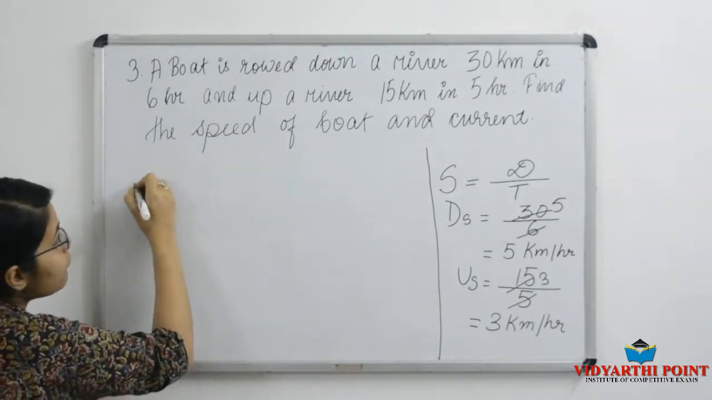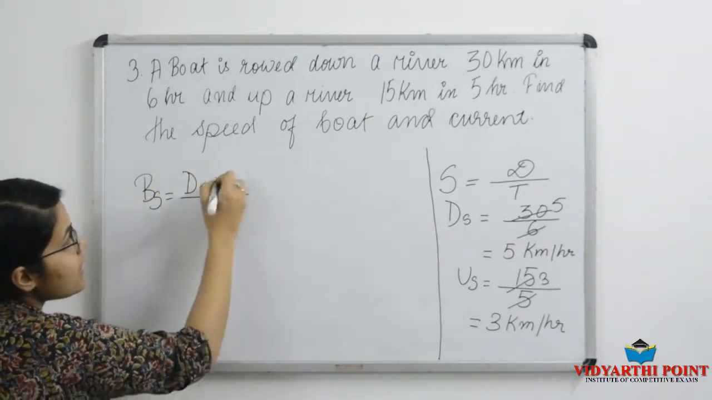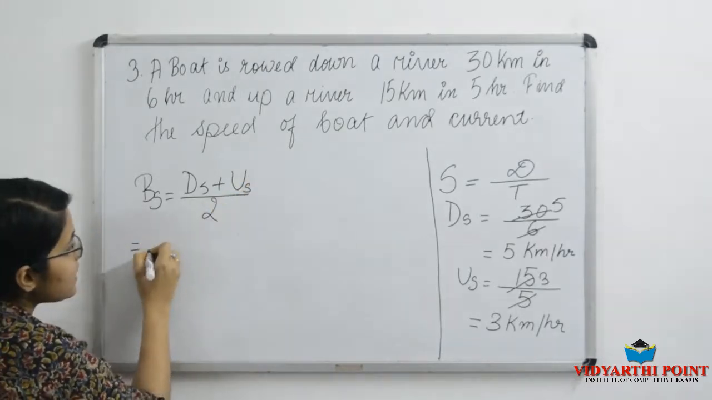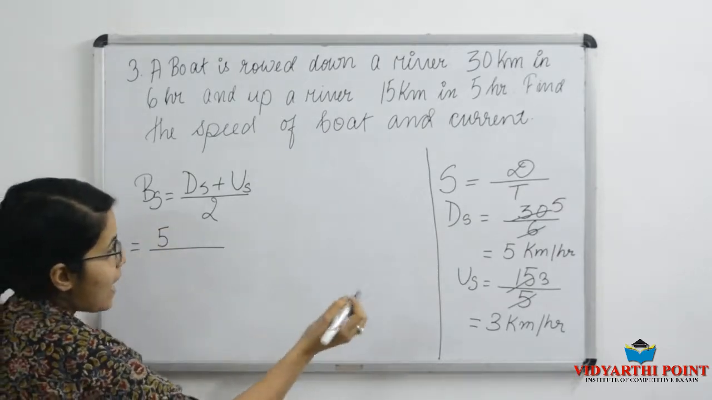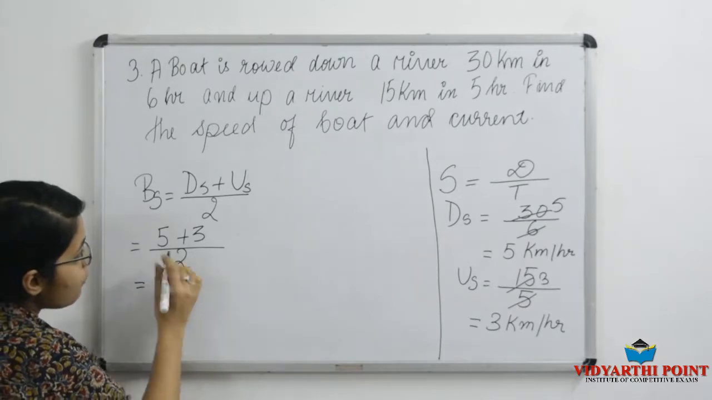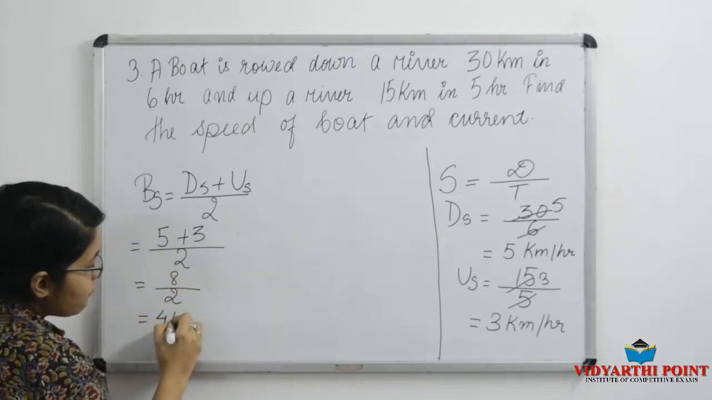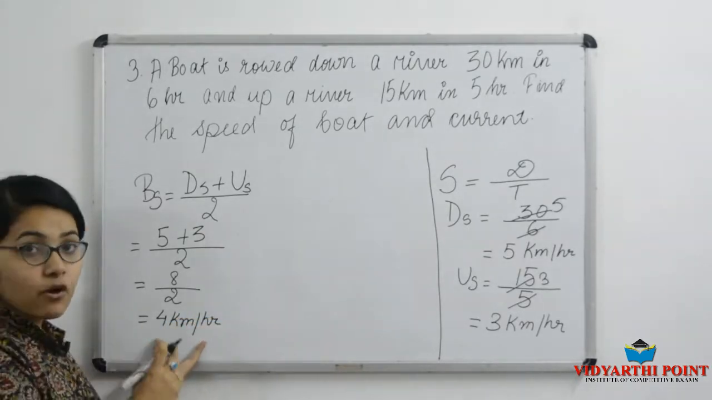So, speed of boat, the formula is downstream speed plus upstream speed divided by 2. Here, downstream speed is 5, upstream is 3, divided by 2. So, 5 plus 3 is 8 by 2 is 4 km per hour. This is the speed of boat.